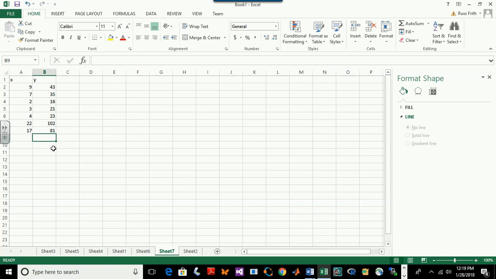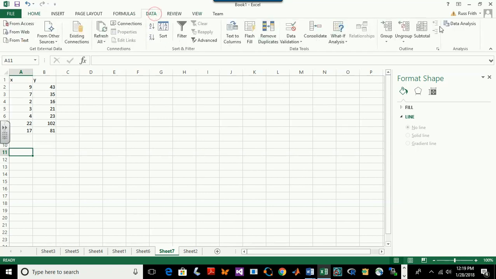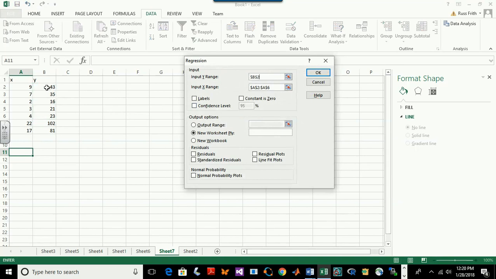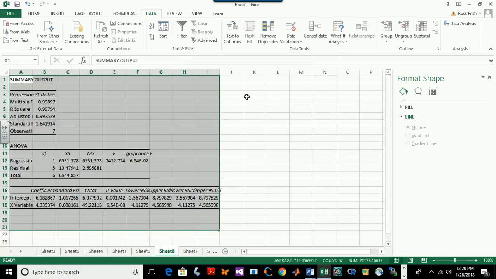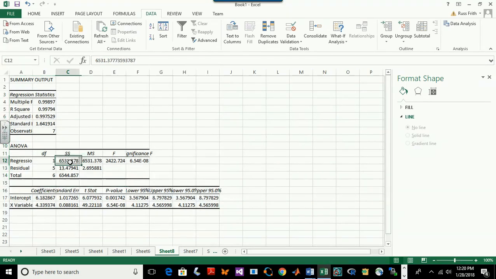variation. To do that in Excel, we use the regression tool. So go to data analysis, go to regression. Okay, the Y values are here. The X values are here. So at the 95% confidence level, the explained variation is here. It's this value right here for the regression. So it's 6531. This value, the residual value, is the unexplained variation, and this is the total variation for this problem.